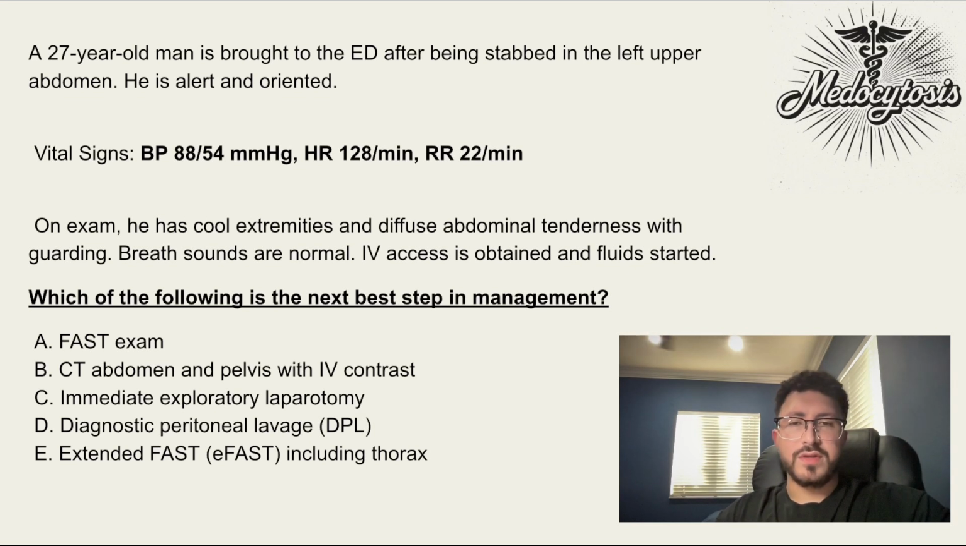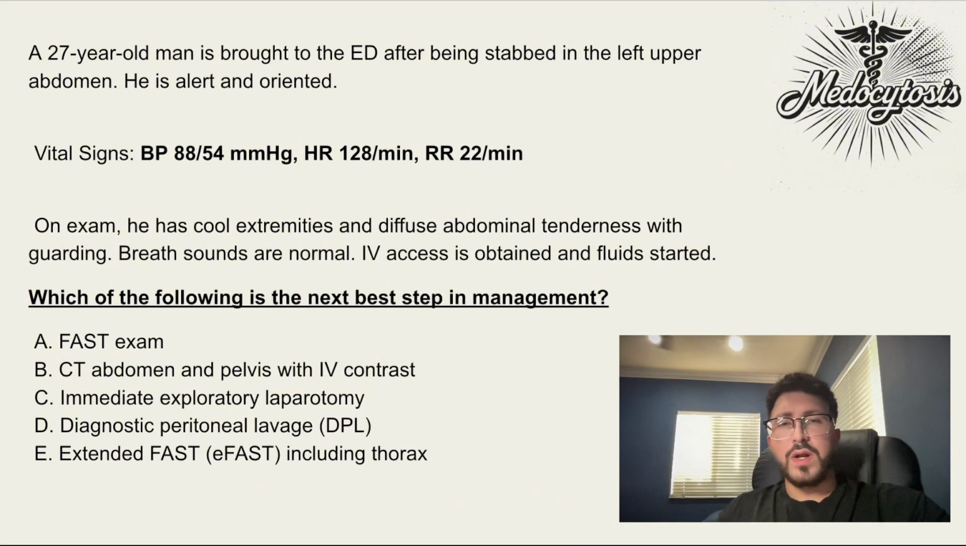He is alert and oriented. His vital signs show a blood pressure of 88/54, his heart rate is 128 beats per minute, and his respiratory rate is 22. On exam, he has diffuse abdominal tenderness with guarding. Breath sounds are normal, IV access is obtained, and fluids are started. Which of the following is the best next step in management?